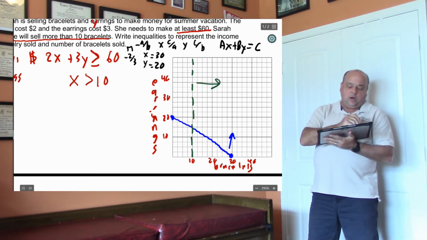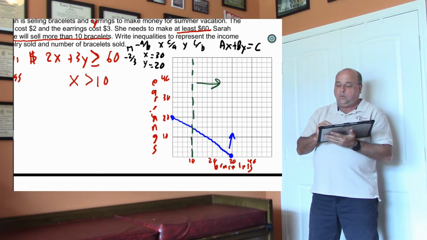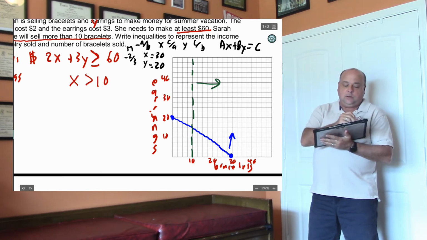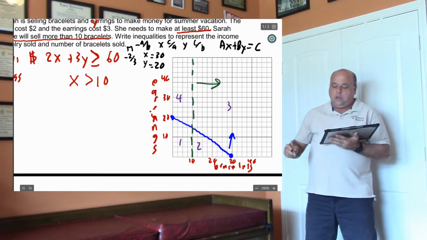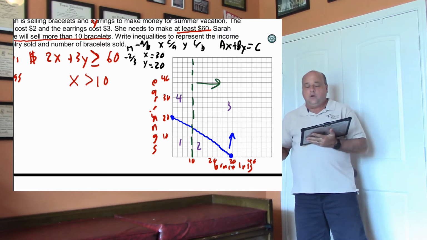So the part that's going to work, the part down here won't work. Remember, we got 4 parts. Let me order them. So part 1, part 2, part 3, part 4. Part 3 is the part that's going to work in it.